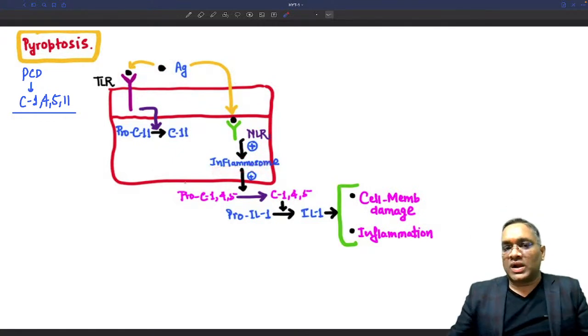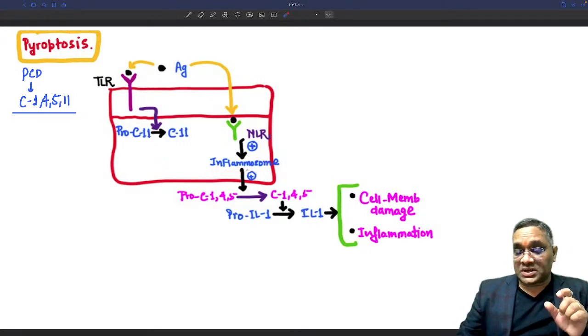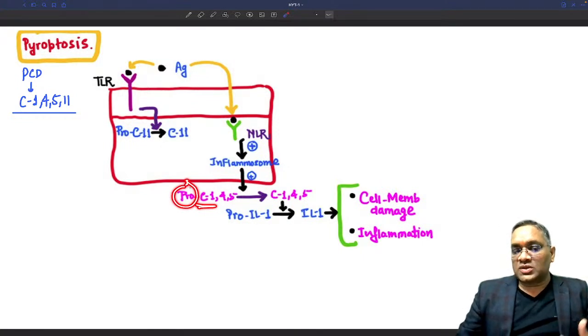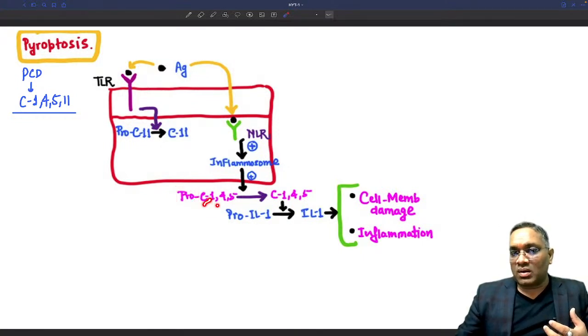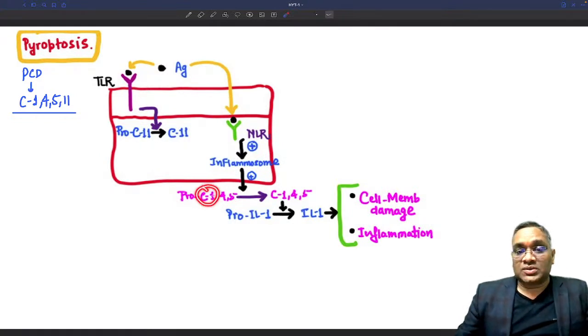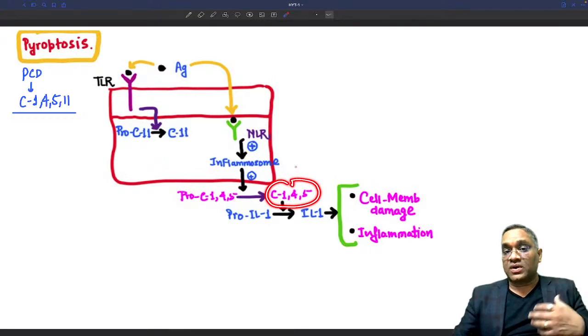What will the inflammasome do? This was the question. They will activate the caspase pro form. Pro means inactive form. So which pro form? Caspase 1, 4, 5. Remember, because in earlier Robbins it was only C1. So now it is the latest change. Pro caspase 1, 4 and 5 will be activated to form the active form of caspase 1, 4, 5.